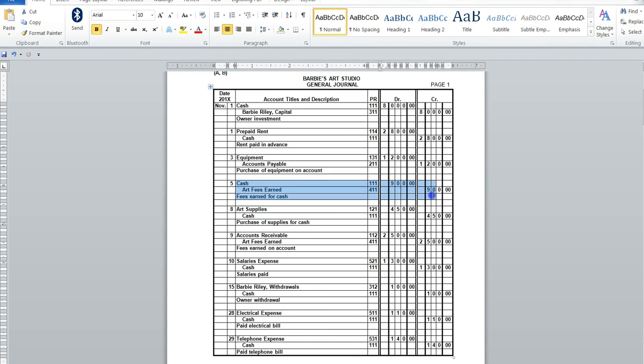So when you analyze, you just ask yourself, what's happening here? I'm getting cash. Cash is coming in. How does cash go up? It goes up with a debit because it's an asset. How does the fees account go up? With a credit. So again, we're analyzing and recording, making sure we have equal debits and credits, and that we're debiting and crediting the proper accounts. We're classifying properly.